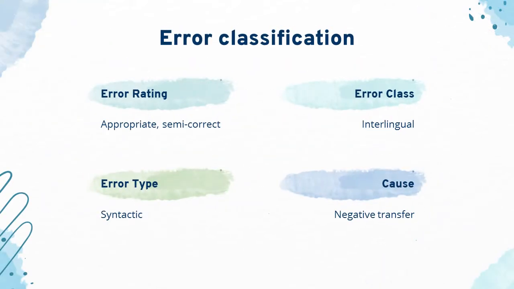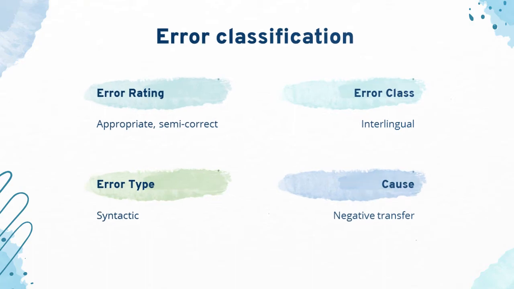As regards the error classification, it could be said that the error rating is appropriate semi-correct. Its error type is syntactic. The error class is interlingual, and its cause is negative transfer.